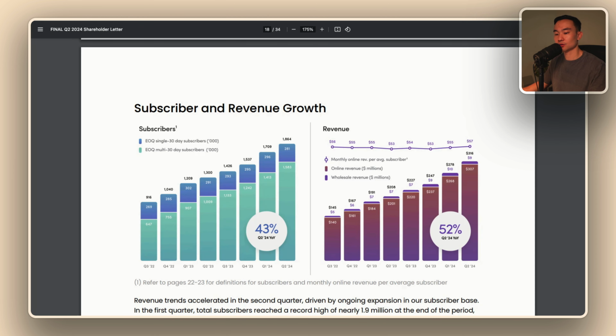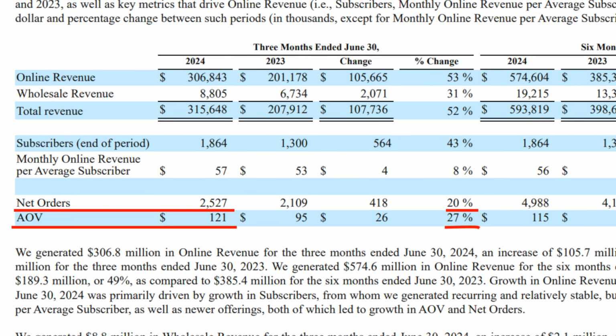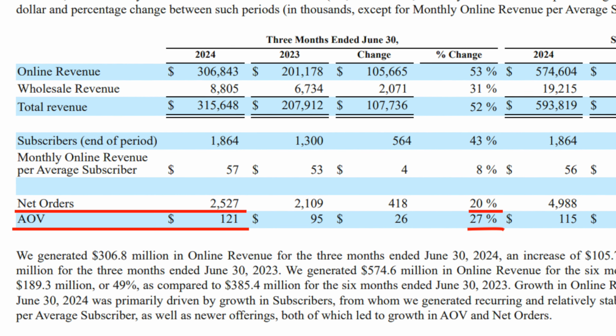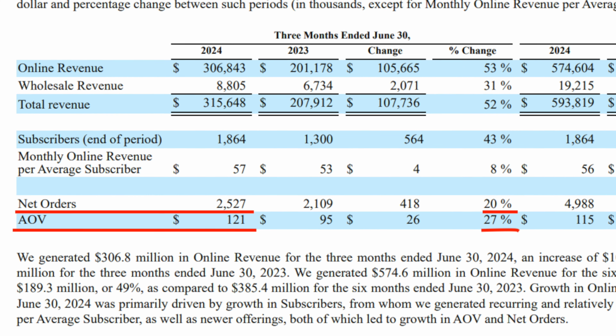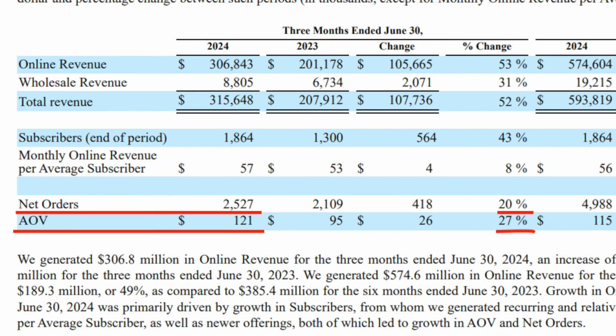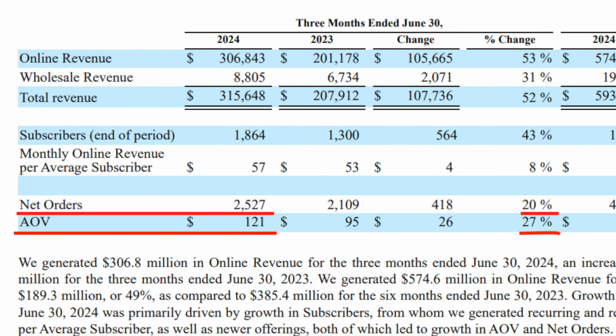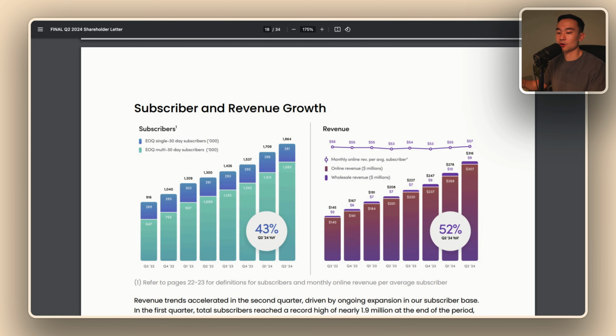So moving on, growth was also driven by subscriber growth, which was nearly 1.9 million as of Q2, up 43% year over year, higher net orders, which was slightly over 2.5 million in Q2, up 20% year over year, and higher average order values, which was $121 per order in Q2, up 27% year over year. So in other words, all KPIs are trending upwards, which shows how strong business momentum has been.